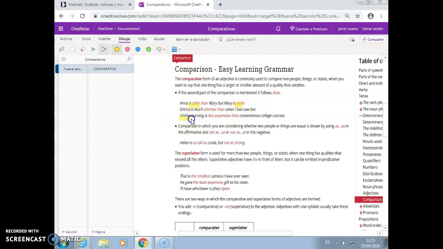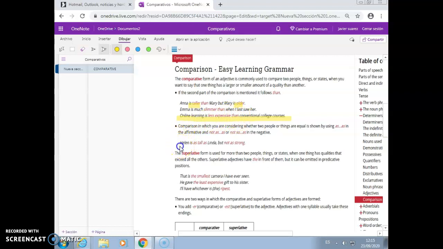The example we have for the inferiority comparison is this one here, which says online learning is less expensive than conventional college courses, que viene a decirnos que el aprendizaje online es menos caro que los cursos convencionales. There is no problem with inferiority because we are always going to use less before the adjective, and we introduce the second element of the comparison using than.